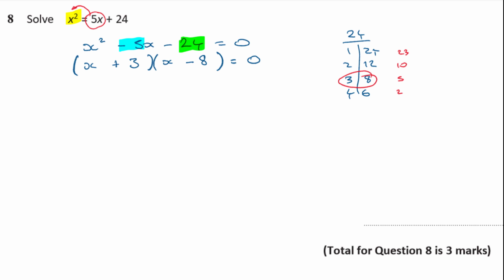Okay? Right, so I've got two brackets multiplied together that gives me 0. That means one or other of the brackets must have been 0 to start with. That's the only way that can happen. So if this first bracket was 0, that must mean that x is equal to minus 3. And if this second bracket was 0, that must mean that x was equal to 8. So they are my two solutions. x equals minus 3, x equals 8.